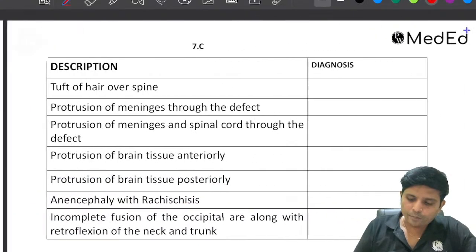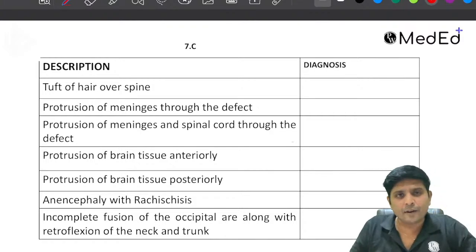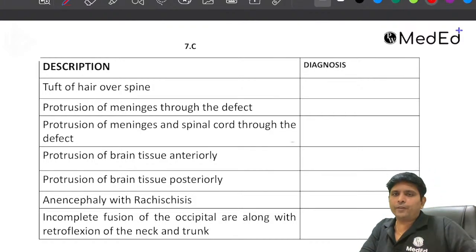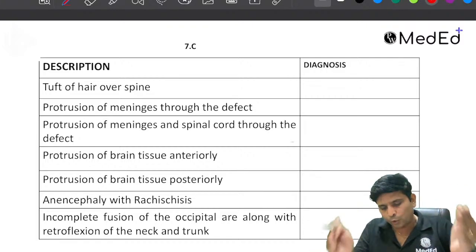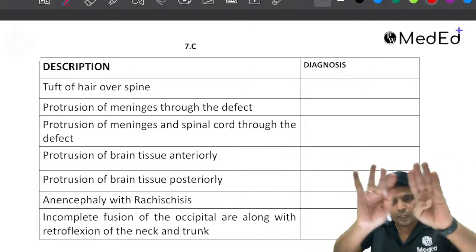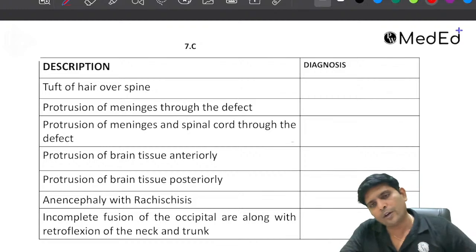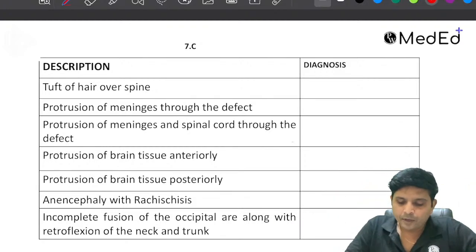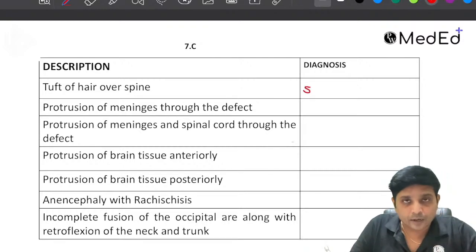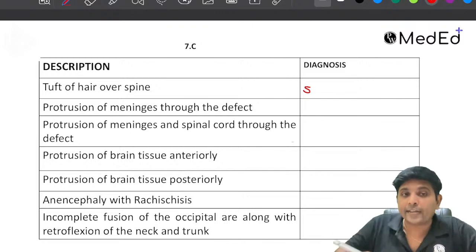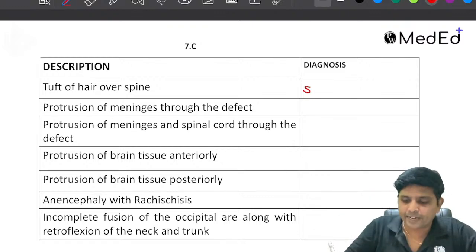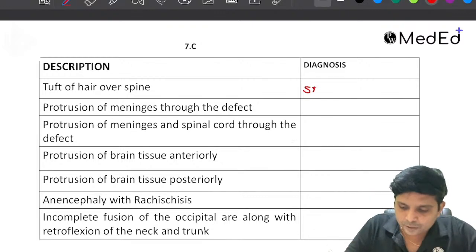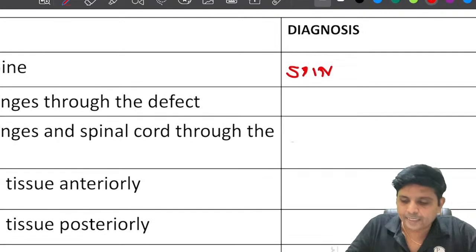Let us see one by one. These are all neural tube defects because of the fault in the closure of the neural tube cranially and neural tube caudally, and your vertebral column in between. When you have a tuft of hair over the spine, but a normal vertebra, without any protrusion of meninges or spinal nerves, that is called spina bifida occulta.